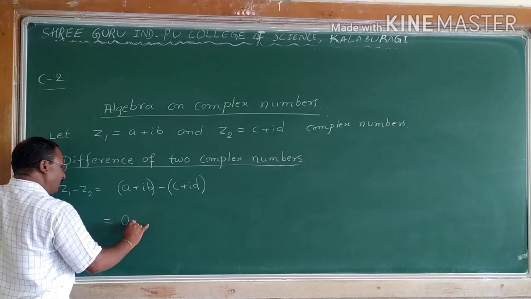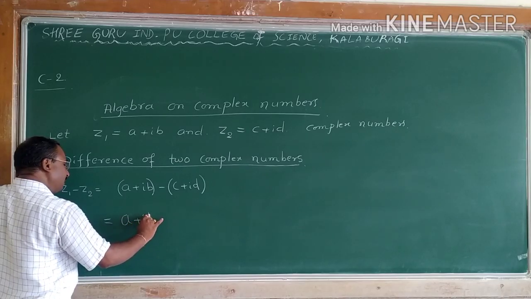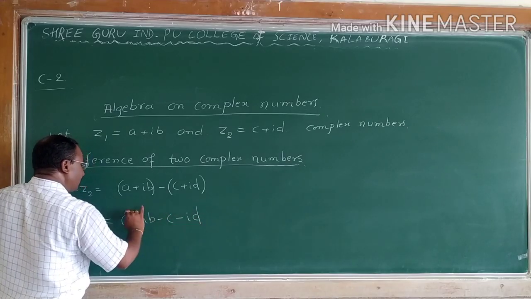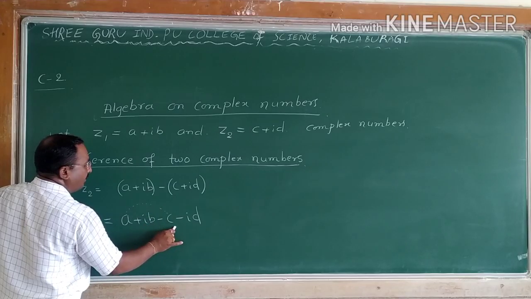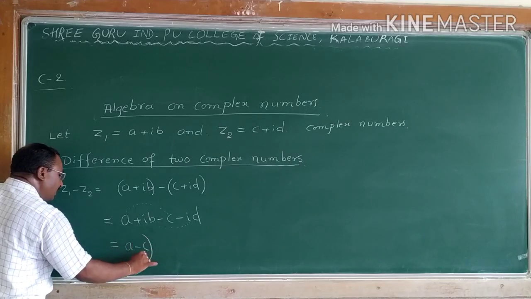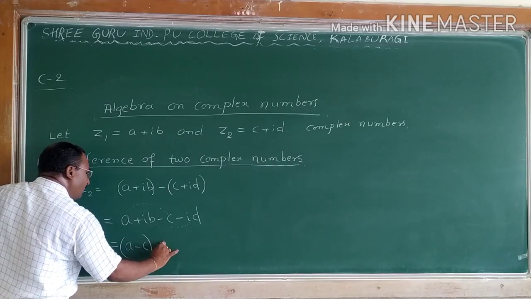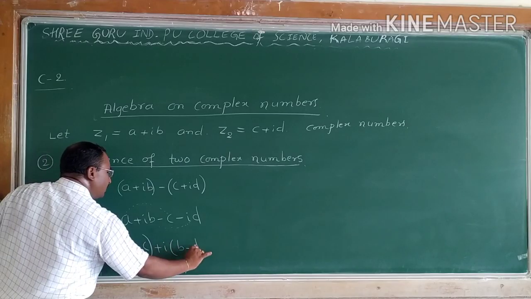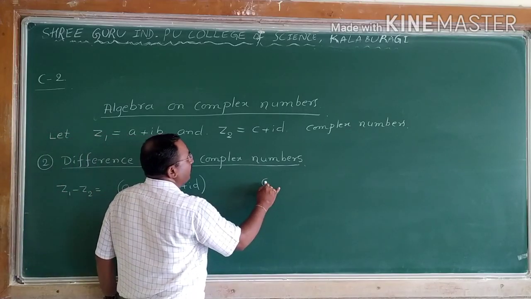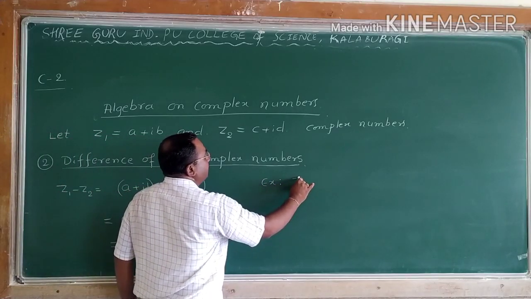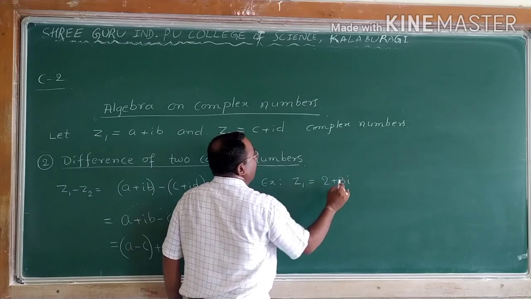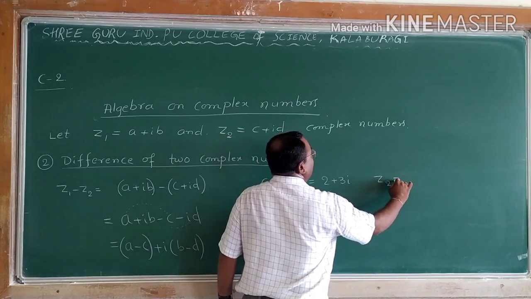Real, a first, write apply minus difference, a plus ib minus c minus id. Real, real, imaginary, imaginary. Real part is what? a minus c plus i taking common b minus d. That is general. Take one example. The example is what? Let Z1 is equal to 2 plus 3i and Z2 is equal to 1 plus i.